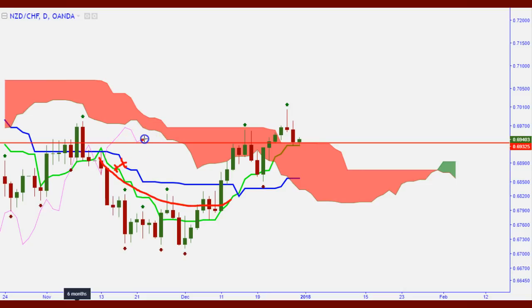But I think you're going to find a little bit of issues getting through the cloud. So you may see some ranging here. But once Chikou span breaks above the cloud and the candle closes, and Chikou span closed above the cloud, that's your Chikou span breakout. And you want to take that trade to the upside. So that's a breakout with Chikou span.